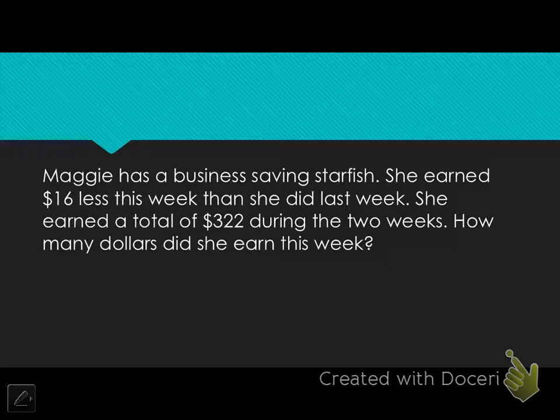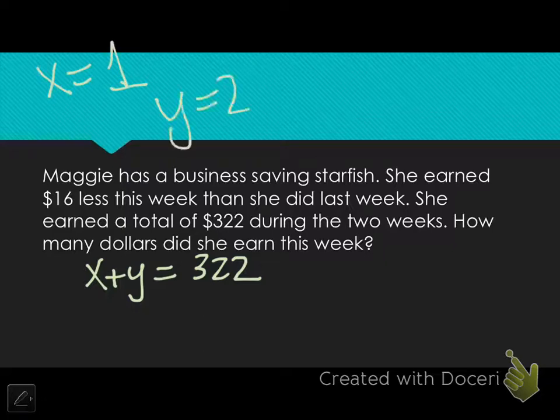Okay, so during the 2 weeks, she earned $322. So if we do x plus y is equal to 322, because she totaled out to be 322 for the 2 weeks. So we'll say x is week 1 and y is week 2. Okay, she earned $16 less this week than she did last week. So if we take x and she earned $16 less this week, since we're week 2, if we take x minus 16, we should get our week 2. Because she earned $16 less than she did the previous week.